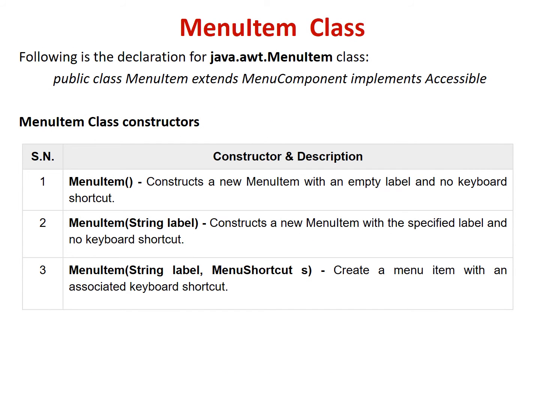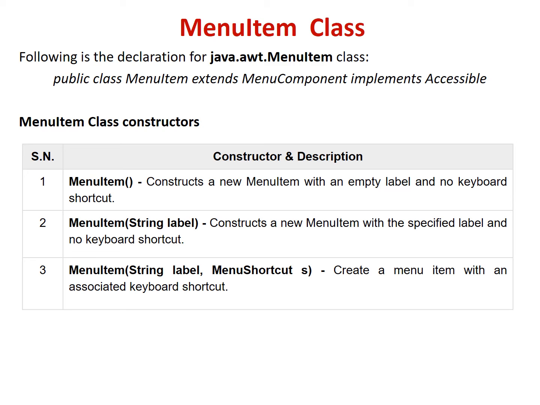MenuItem class. Following is the declaration for the java.awt.MenuItem class: public class MenuItem extends MenuComponent implements Accessible. Some of the constructors of the MenuItem class are: the first one is without any argument, which constructs a new MenuItem with an empty label and no keyboard shortcut.